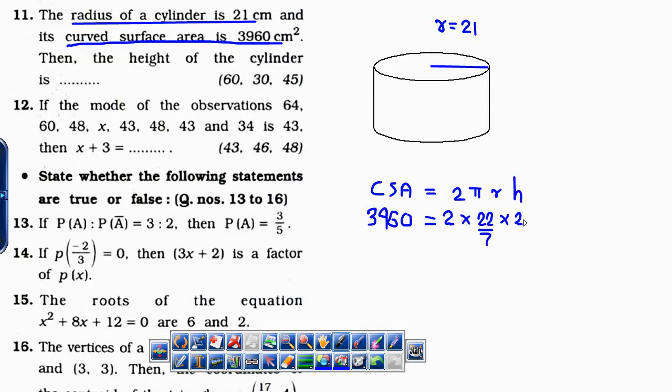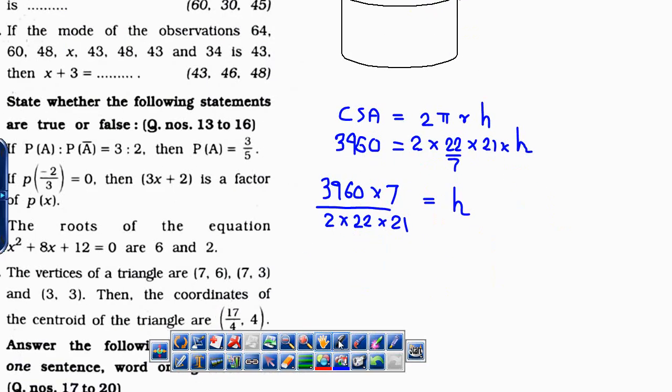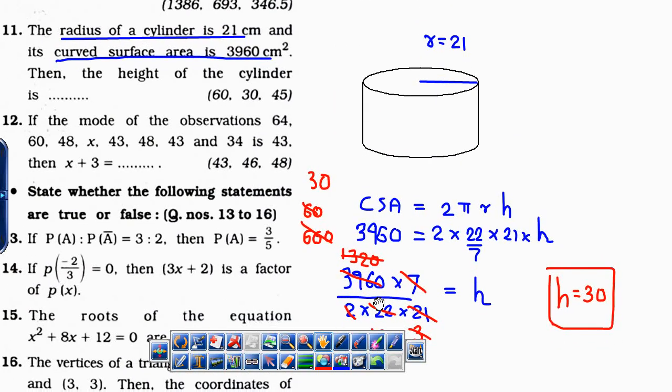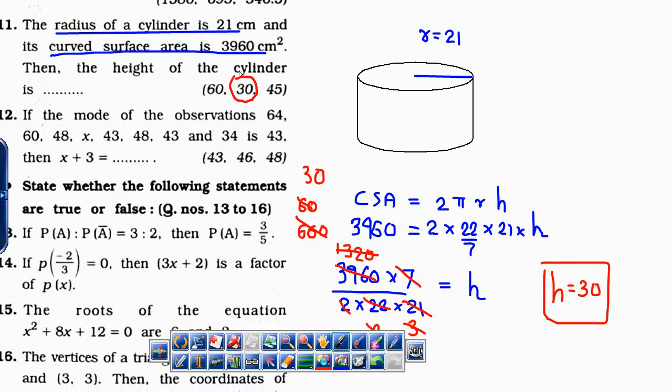The curved surface area formula is 2 pi r h. 3960 is the curved surface area. 2 is a number, pi is a number, r is a number, so we can find h from this. Send all the numbers to the other side: 7 divide, multiply 2, 22, 21. Calculate this and you will get the height of the cylinder. 7 3s are 21, 3 1 3 2 0 2, 6 6 0. 11 2s are 22, 2 and 60 cut 30. Height is equal to 30. Sum over, they asked only the height. Height of the cylinder is 30.